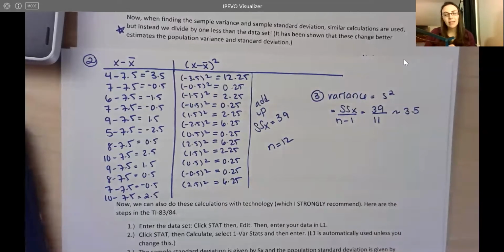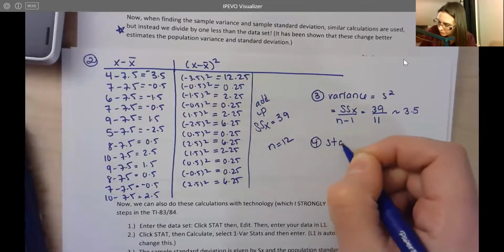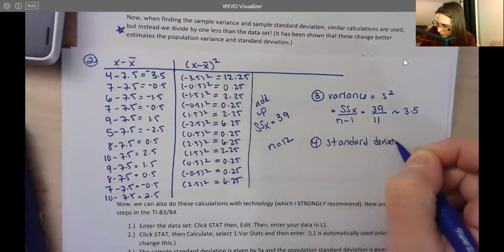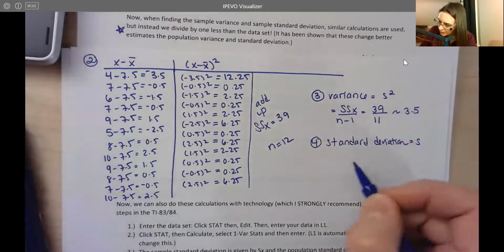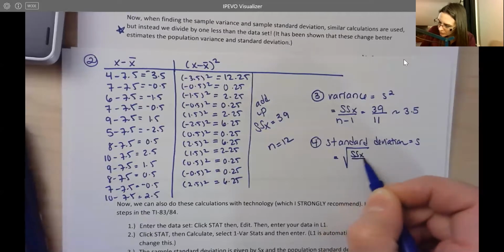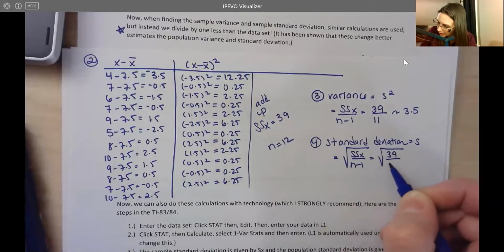Now remember with variance, the units don't match. So this is about 3.5 squared concussions. It's kind of weird. So what we can do is take the square root. The notation for standard deviation is just S. So you end up doing the square root of that sum of squares over n minus 1. So the square root of 39 over 11.